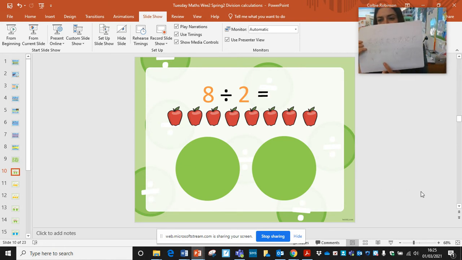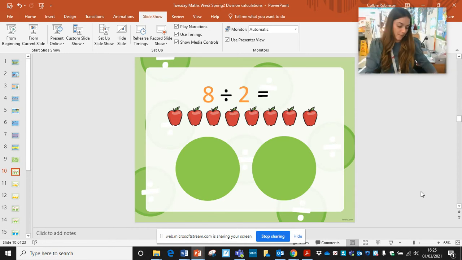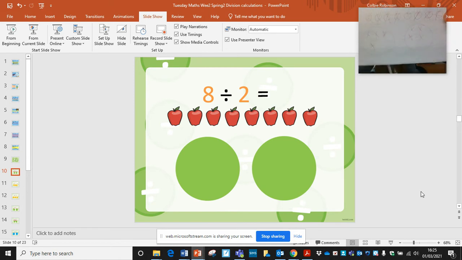So remember, if you're not sure, if you look at the groups, you can see I've got 4 in here and only 3 in here. So I need to share that other one over there. What I then need to do is look at how many I've got in each group. So how many have I got here and how many have I got here?